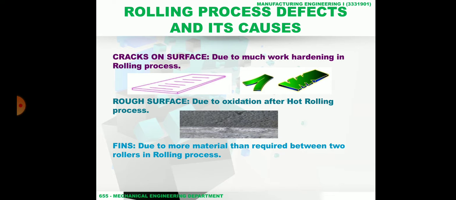The next one is fin. The reason behind this is more material than required between the two rollers in the rolling process. If we apply more material than required, a small layer or amount of material can be introduced on the surface of the rolling sheet. This will look like oxidized or corroded material, but it is not. This is due to pressure and more material than required.